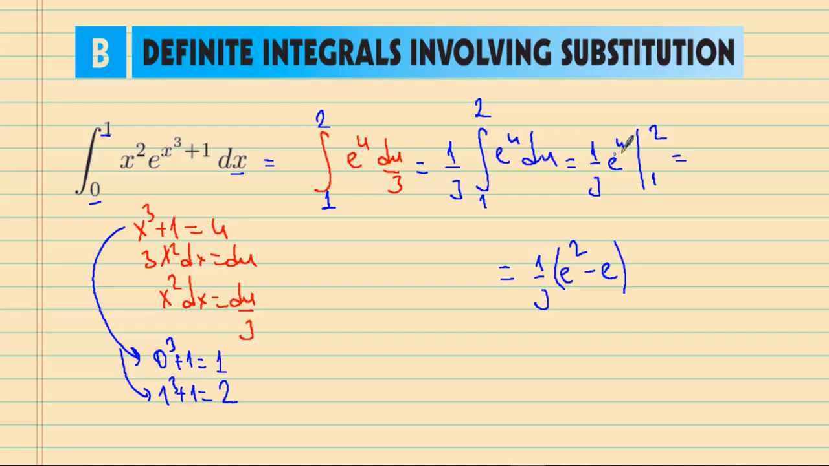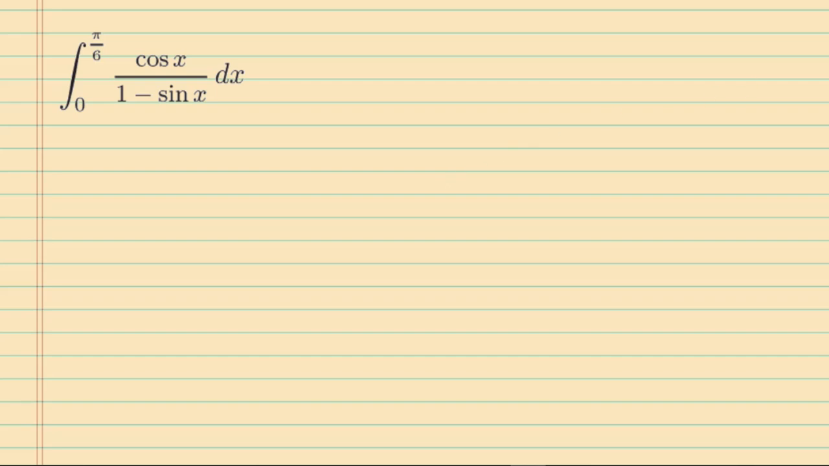But when you calculate this, without changing the boundaries, you could replace what was u, x cubed plus 1, at the end, and go with the original boundaries. Okay, not to do double work here, we can change the boundaries too. Let's do one more example here.